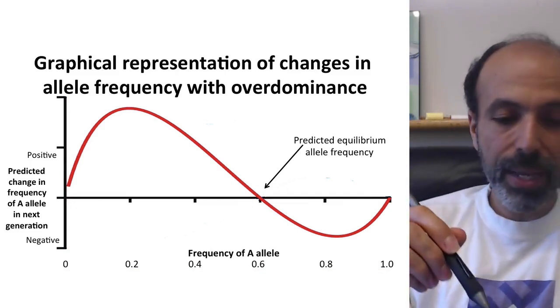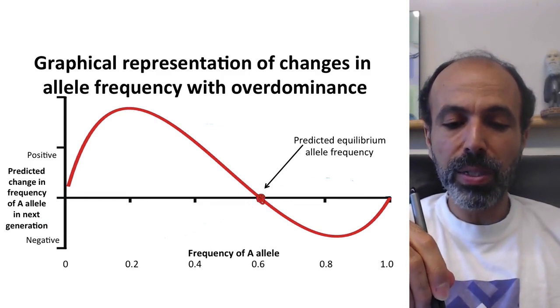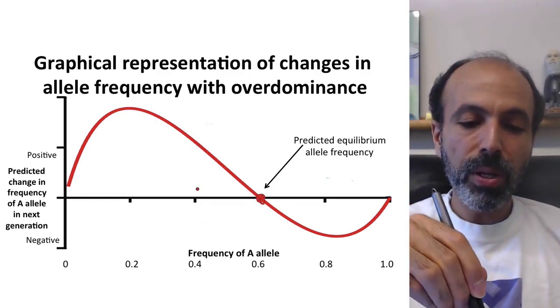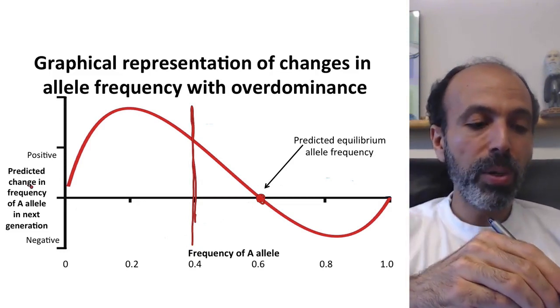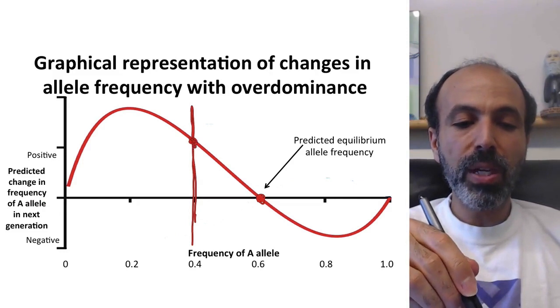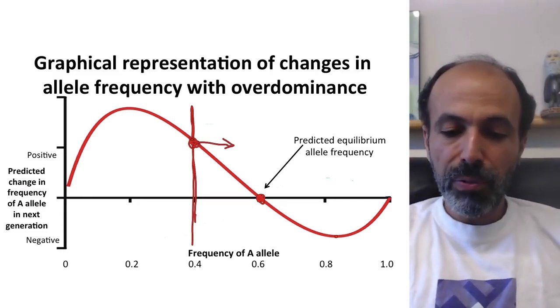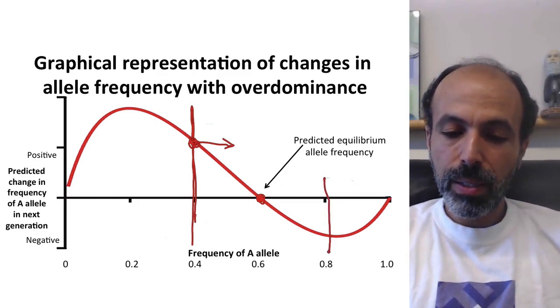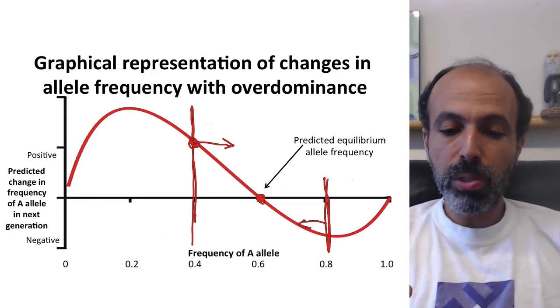So imagine that you're at, let's say in this case, the equilibrium allele frequency is 0.6. If you're at the actual frequency of 0.4, your predicted change in frequency of big A is what? In this case, your predicted change is positive. So it'll push you towards the equilibrium. If you're over here at 0.8, your predicted change in allele frequency is negative. So that pushes you in this direction.